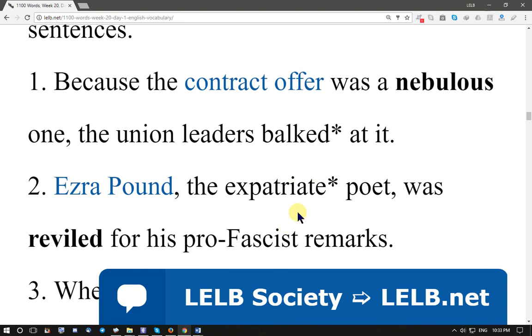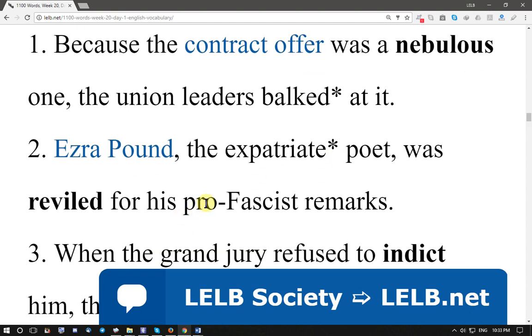Ezra Pound, the expatriate poet, was reviled for his pro-fascist remarks. He was a poet who was, let's say, banished and expelled from his country. That's why he was an expatriate poet. It means a poet who did not live in his own country. Reviled means hated, resented for his pro-fascist remarks. Remark means what you say, a statement. Fascist is a terrible political band. Actually, Hitler was a fascist. It means that they are so prejudiced and, as a matter of fact, nationalistic. They have nationalistic attitudes and opinions. So that's why he was reviled.